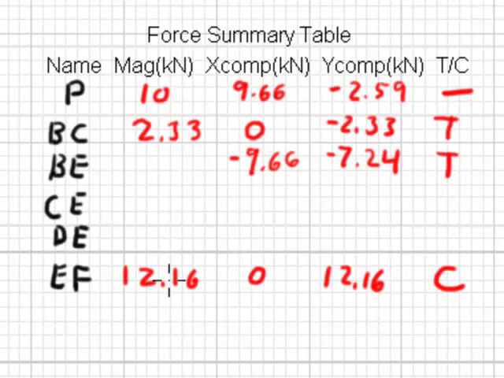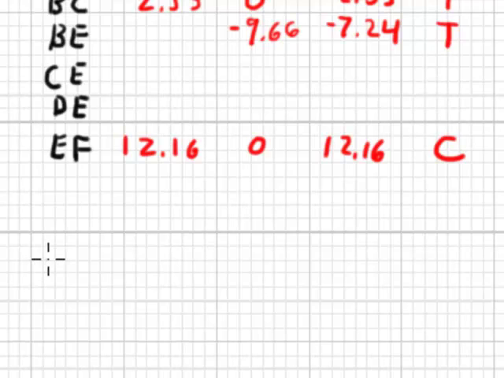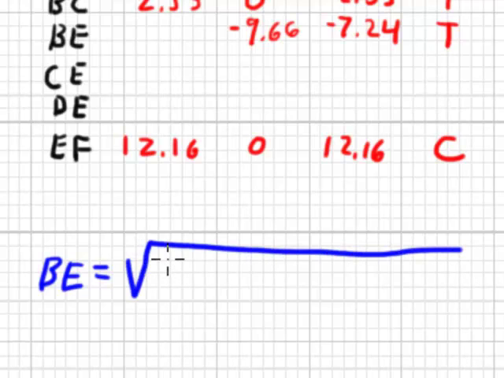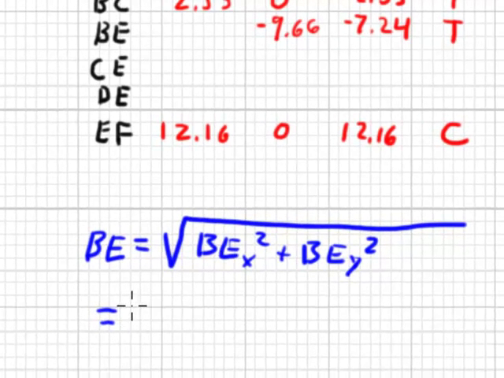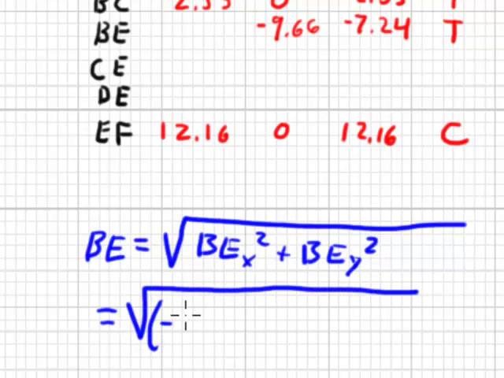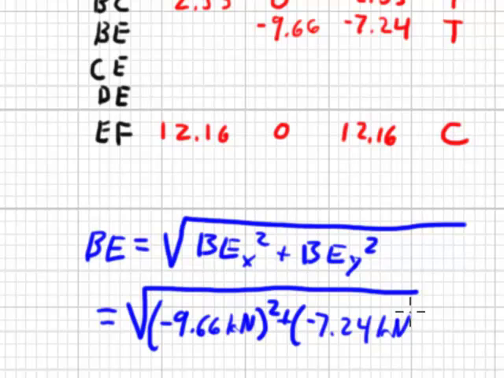The magnitudes of EF and BC were easy to calculate because there's no X component on those forces. BE, on the other hand, has both X and Y components. So, to calculate the magnitude of the force at BE, we use the Pythagorean theorem. BE equals the square root of BE in the x direction squared plus BE in the y direction squared. We have negative 9.66 kilonewtons quantity squared plus negative 7.24 kilonewtons quantity squared.